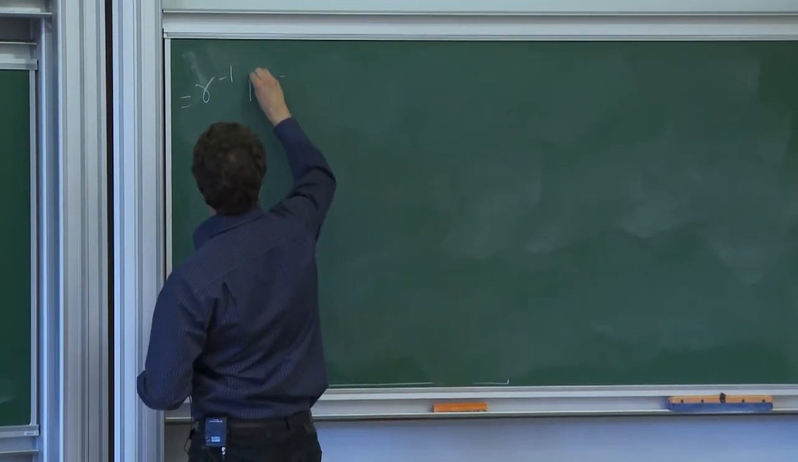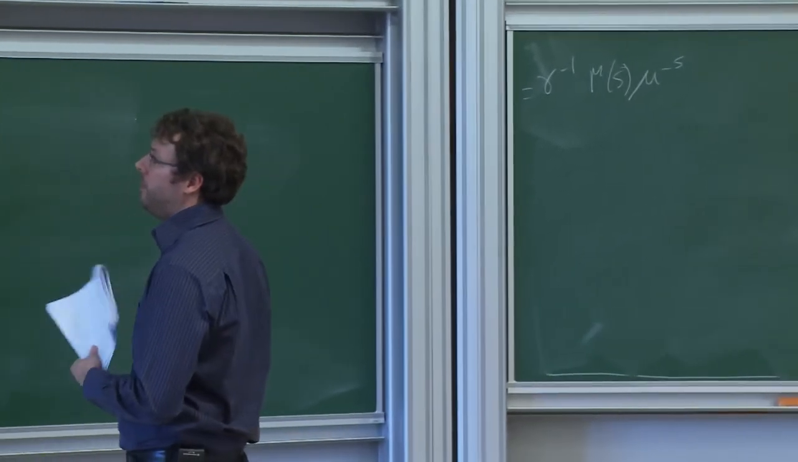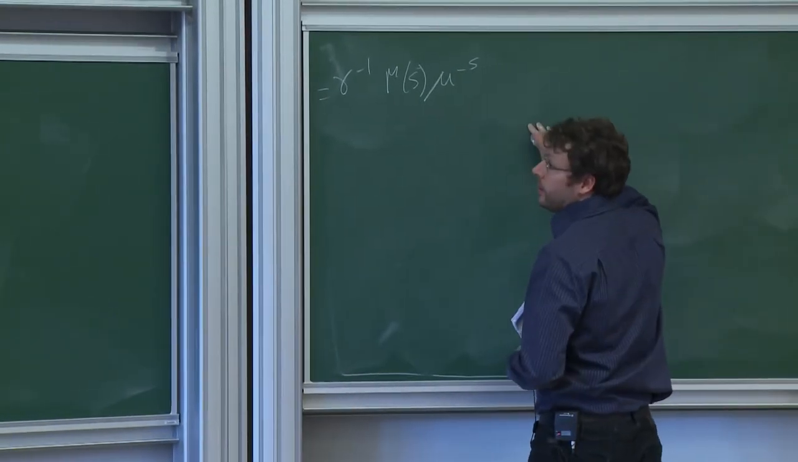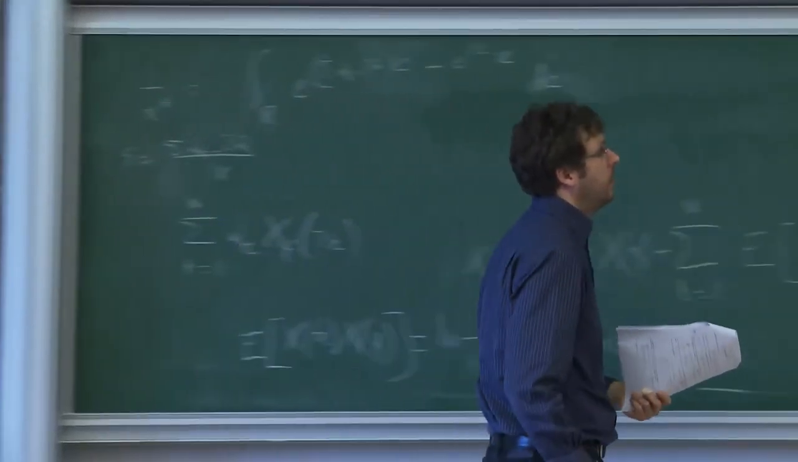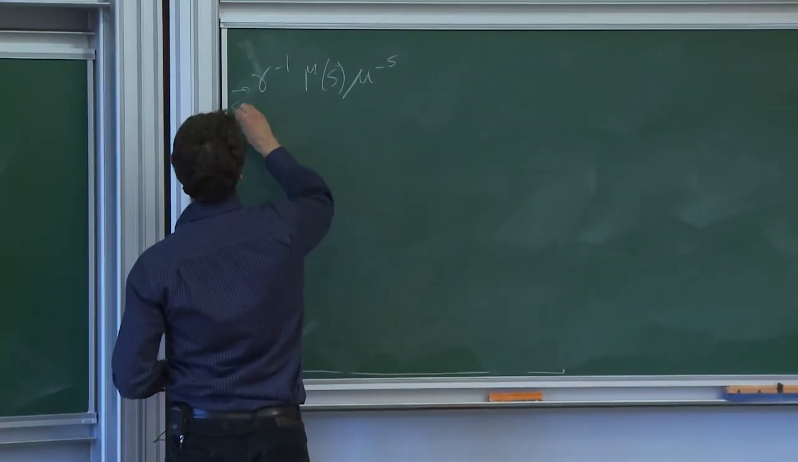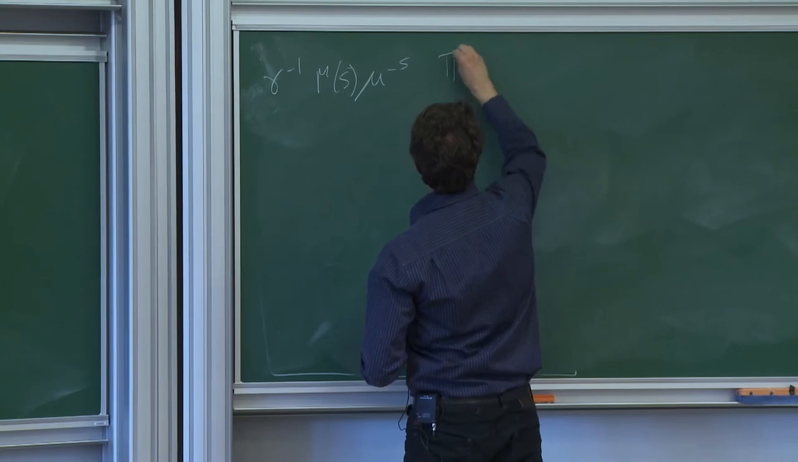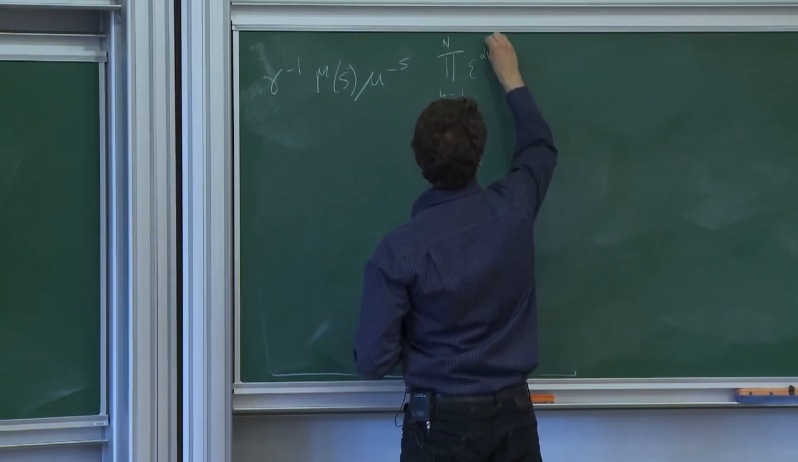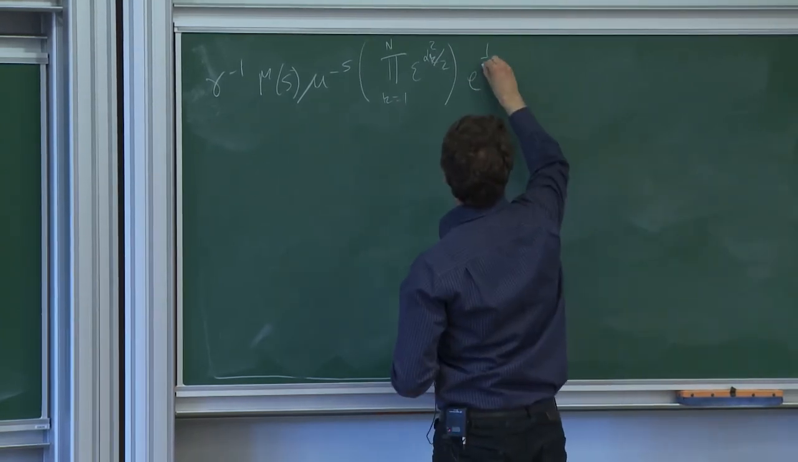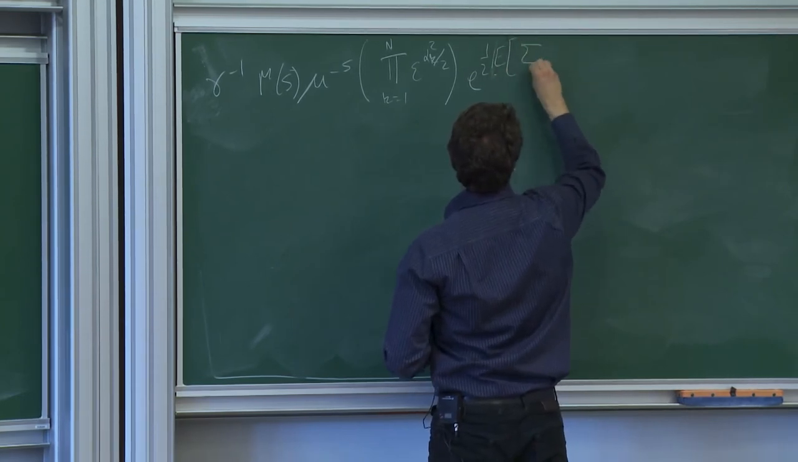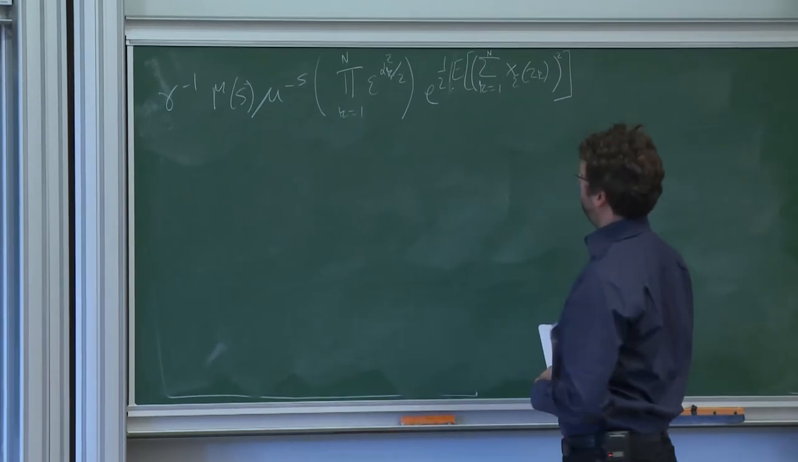So the term, let me be a bit more specific. I get this, so it converges when epsilon goes to 0. I'm going to write it with one step. I get the product for k equals 1 to n, times the expectation of 1/2 of the sum here, X epsilon z_k squared.